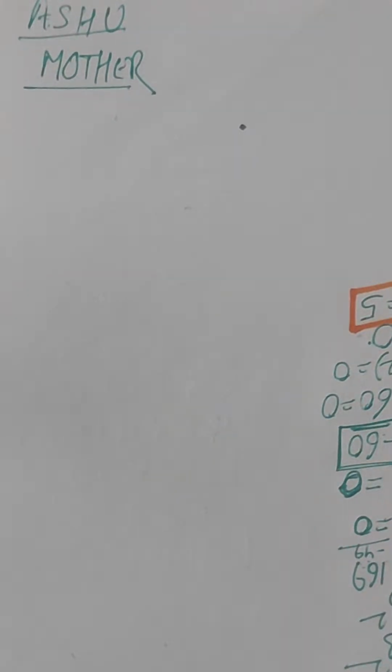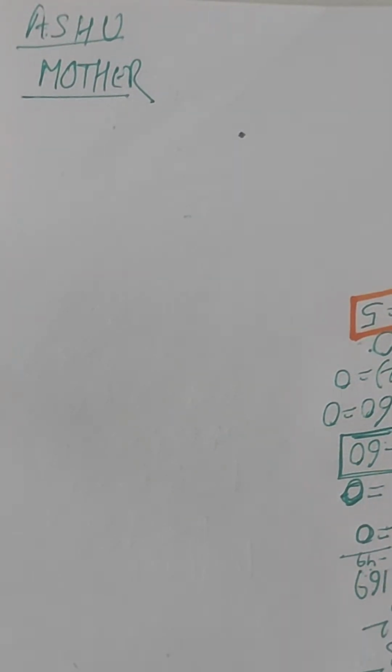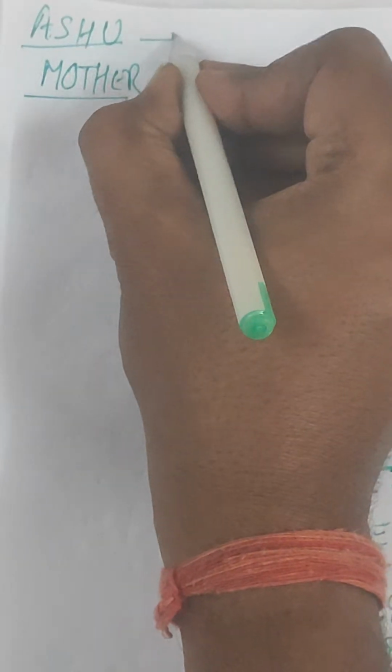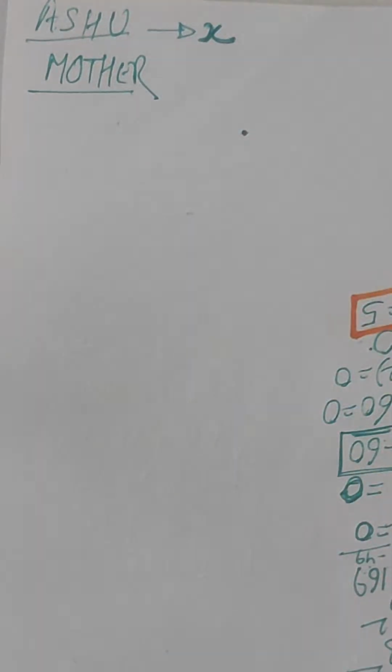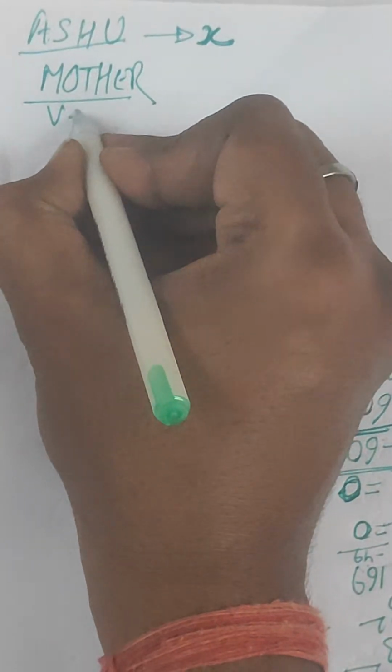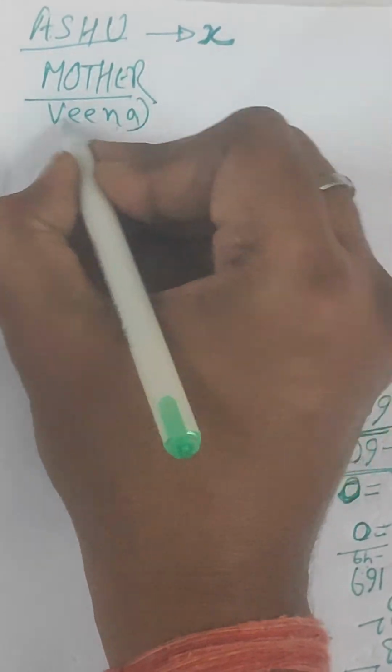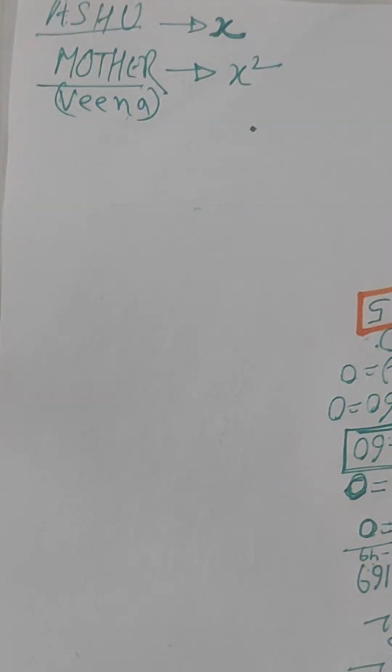I'm taking another question where Ashu and his mother are there. In this question, it has been given that Ashu is x years old. This is also a question from quadratic. Ashu is x years old while mother Mrs. Veena is x square years old. Her age is x square.